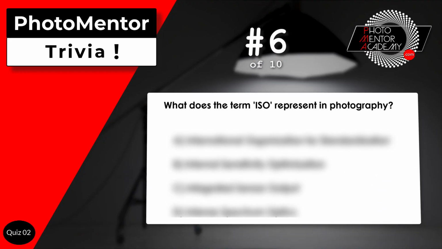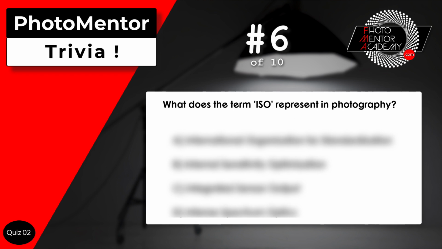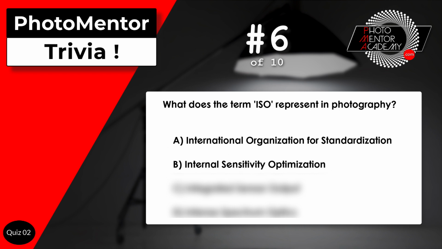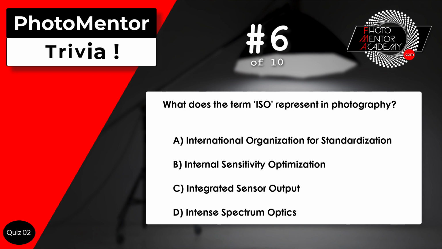What does the term ISO represent in photography? A. International Organization for Standardization. B. Internal Sensitivity Optimization. C. Integrated Sensor Output. D. Intense Spectrum Optics.